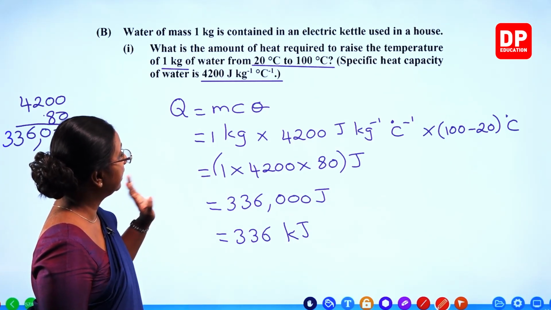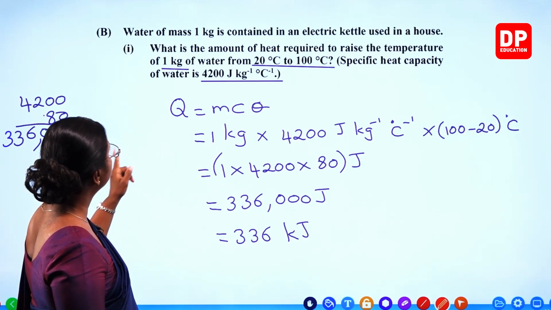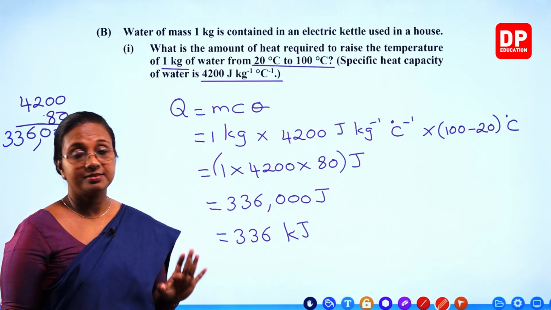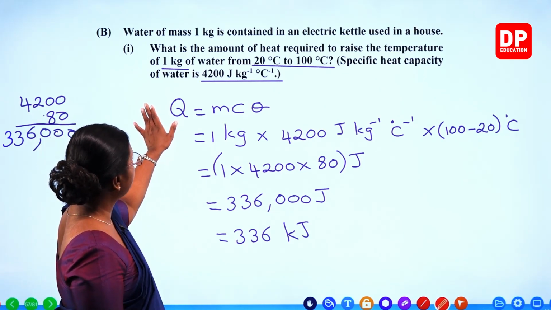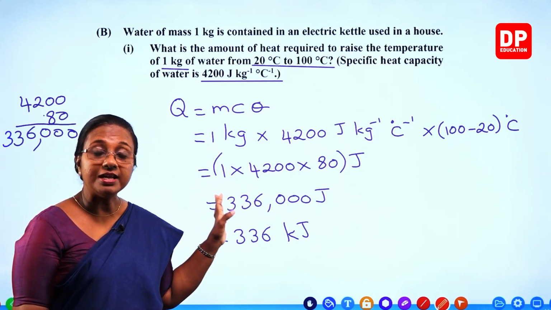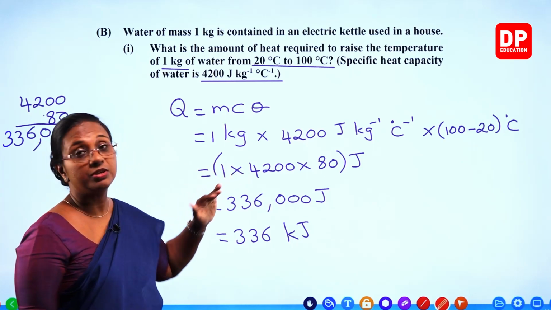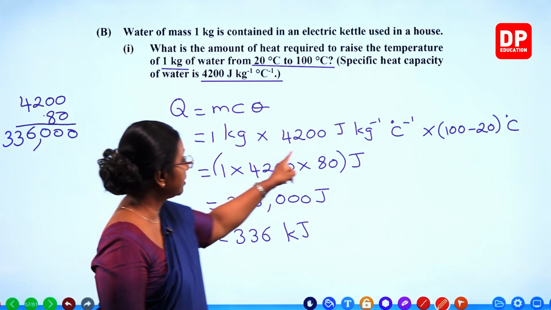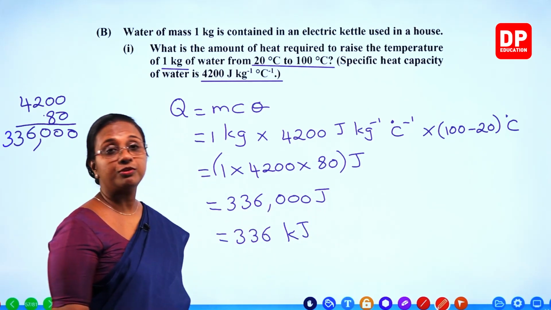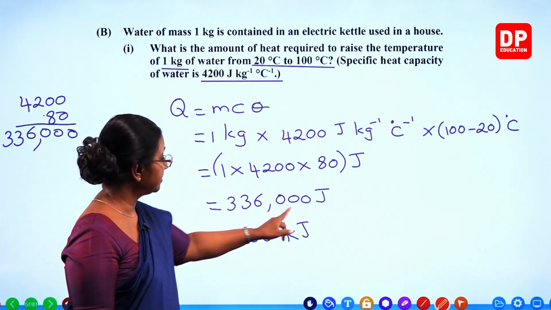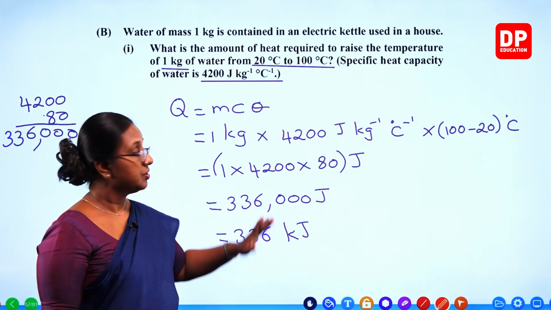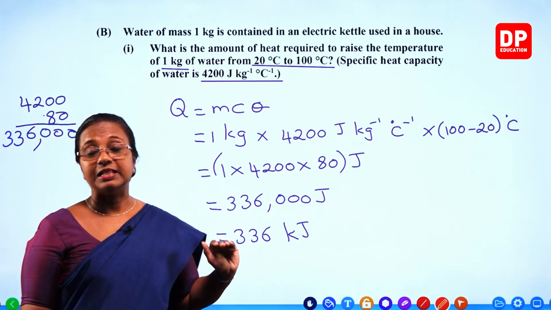What is the amount of heat required to raise the temperature of 1 kilogram of water from 20 degrees Celsius to 100 degrees Celsius? So when you do this, you write the equation, substitute the values. Like I said, writing the units while substituting is not compulsory, but the values have to be given correctly. But in the final answer, you have to write the unit. You can give the answer in joules or kilojoules. That is up to you all. So when you do all that, you will get the full mark.